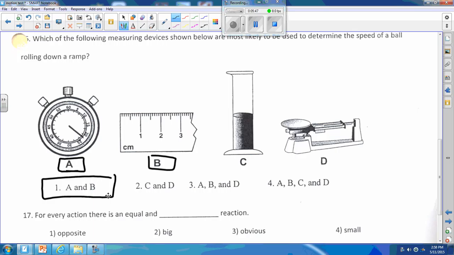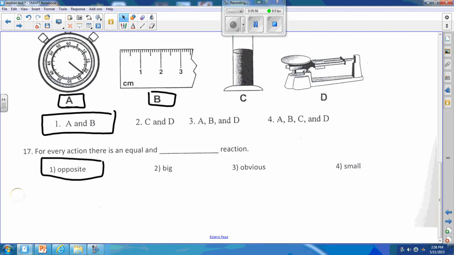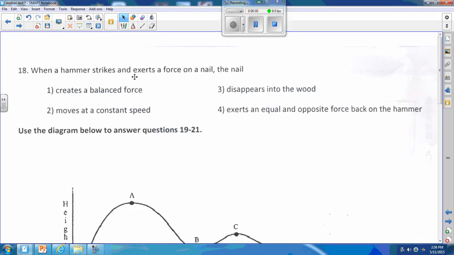For every action, there's an equal and opposite reaction. So number 17, Newton's third law of motion. Choice number 1 would be the correct answer. Let's go to the next page. Number 18, when a hammer strikes and exerts a force on a nail, this is Newton's third law. There's going to be an equal and opposite force on the hammer.